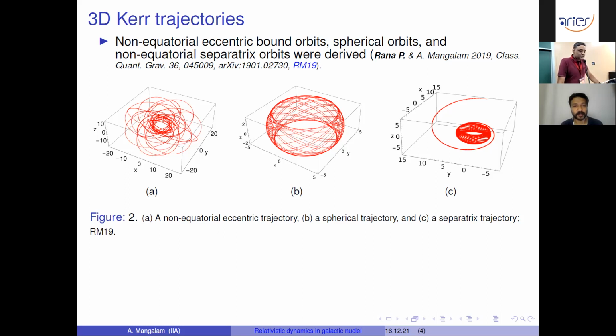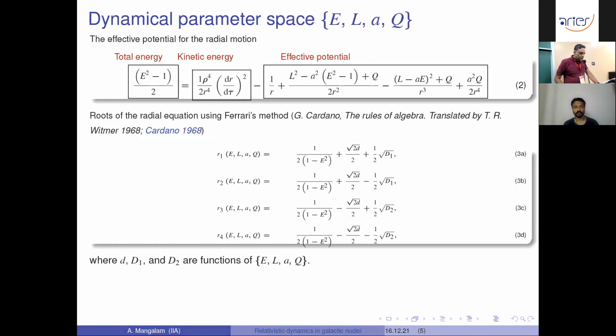I'm sorry about it. So what's important is that there are different classifications of orbits. Particularly, we looked at bound orbits and what are the conditions for bound orbits. The one in the middle is a spherical orbit, orbits on a sphere, and the one on the left is a non-equatorial eccentric trajectory. And on the right is a separatrix trajectory, which is also called homoclinic, which is of great importance for gravitational wave radiation scenarios. So this problem can be solved exactly, and there are 4 roots for the effective potential.